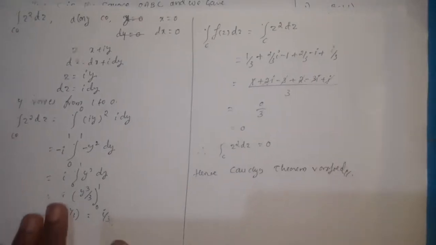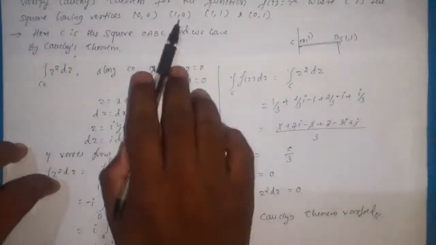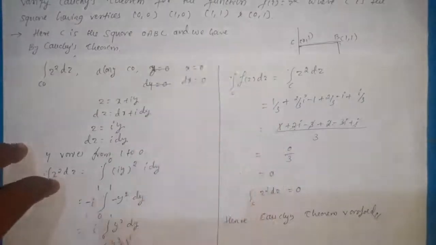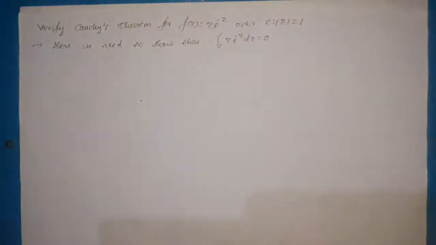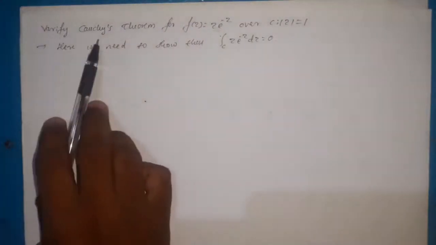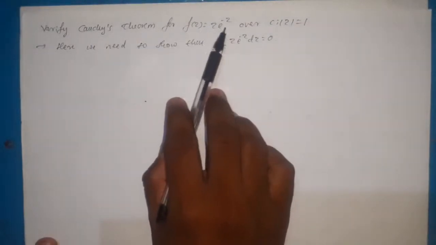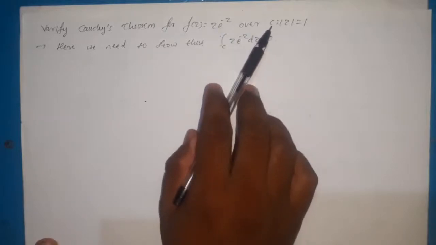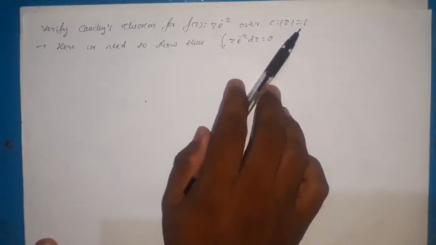So therefore for the square having the vertices 0, 0, 1, 0, 1, 1 and 0, 1, we have verified the Cauchy's theorem. Next example is: verify Cauchy's theorem for f of z equal to z into e power minus z over the circle C such that mod z equal to 1.